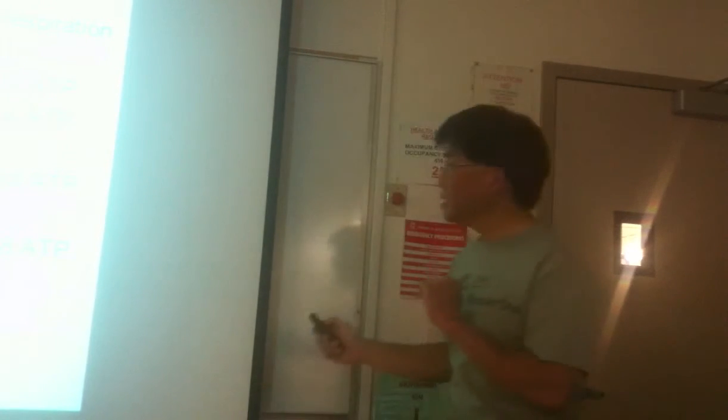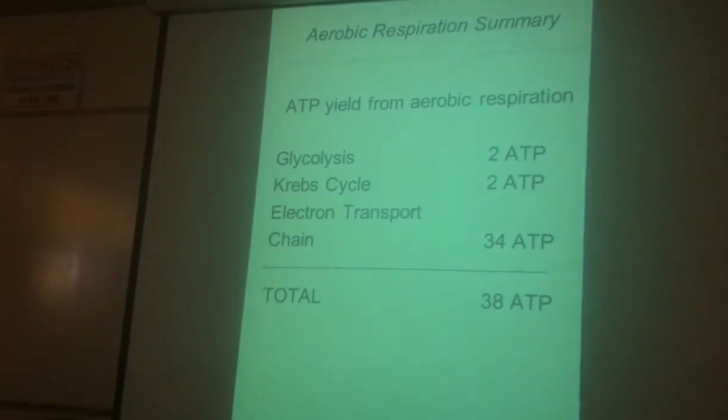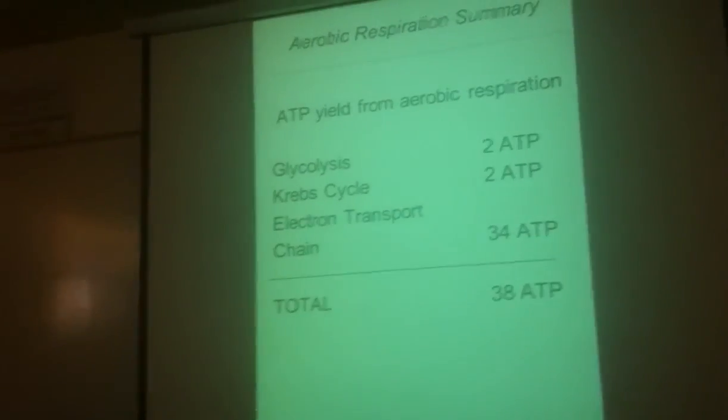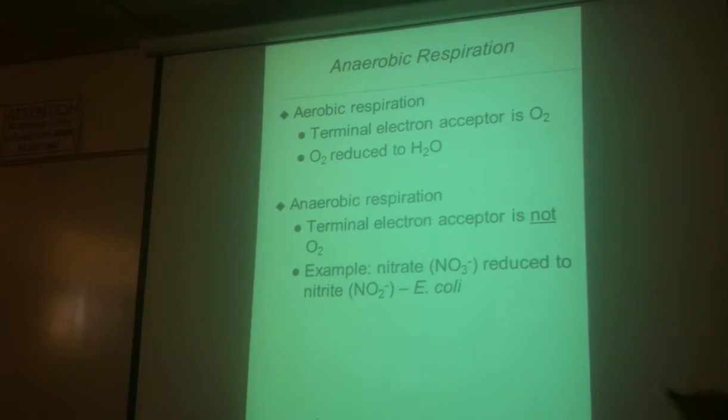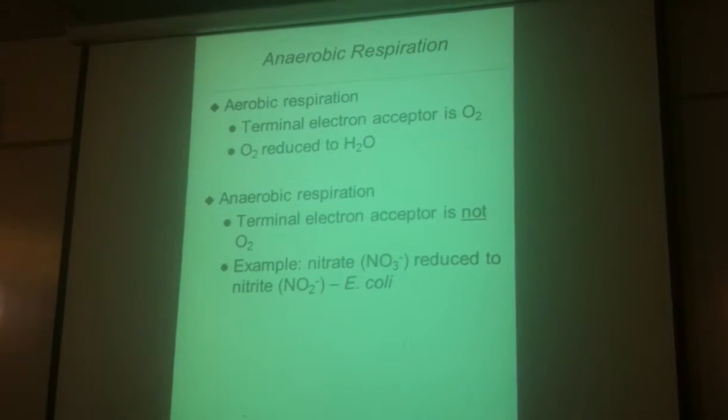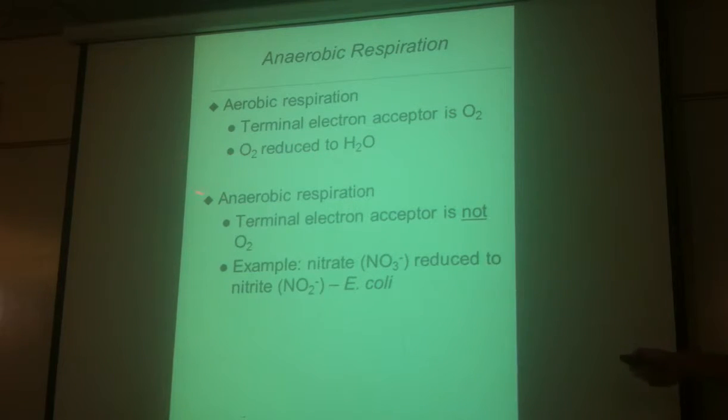Now, let me add on to this. We talked about aerobic respiration. That's where the terminal electron acceptor is oxygen. And oxygen gets reduced to water, because you add on those electrons. There are some bacteria, E. coli as an example, where they can do another form of respiration called anaerobic respiration. This is where the terminal electron acceptor is not oxygen.